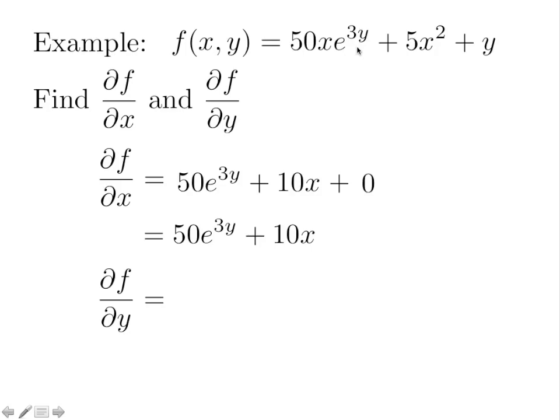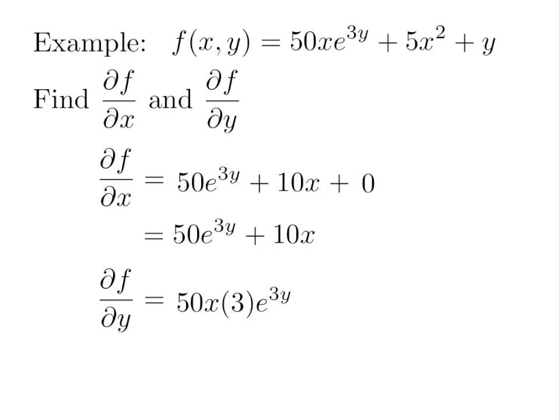Now y is the one that you need to care about because this is the partial derivative with respect to y. So 50x is a constant, so it stays the same because it's multiplied with e to the 3y. You apply the constant multiple. And the derivative of e to the 3y is 3 times e to the 3y.